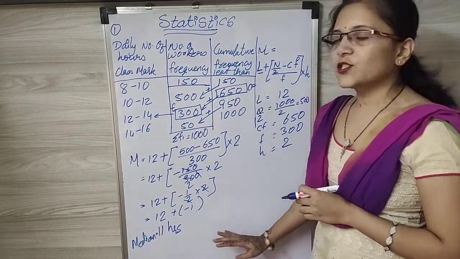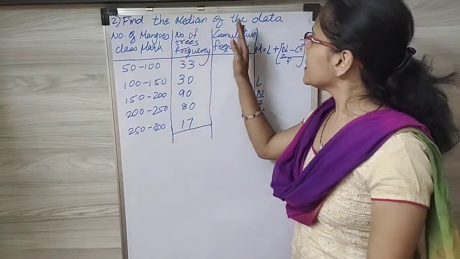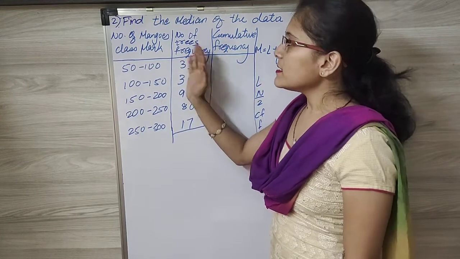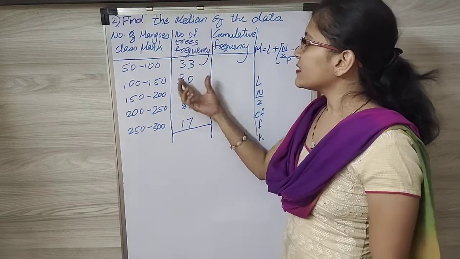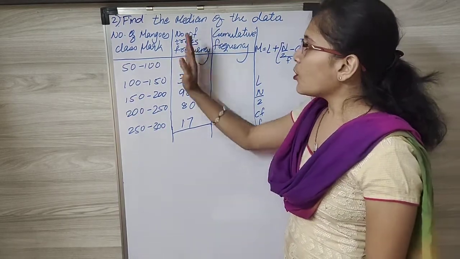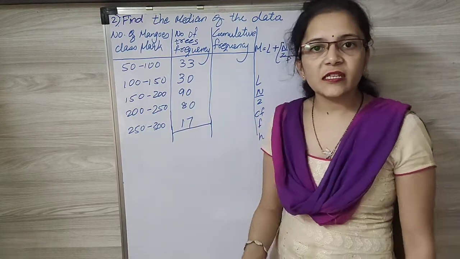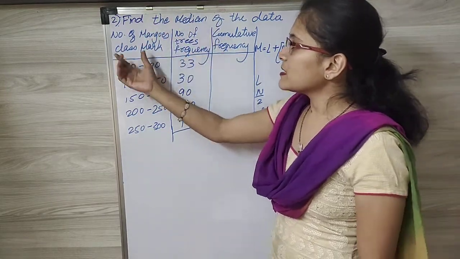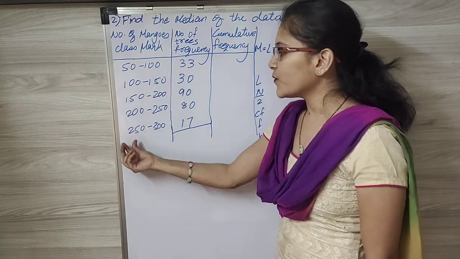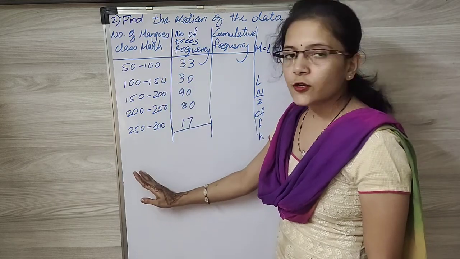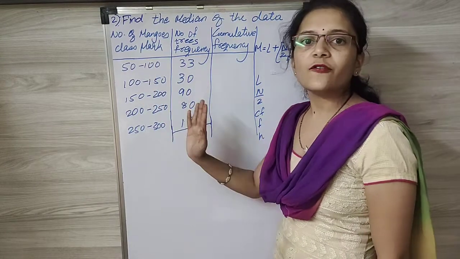I think you have understood this question. The second sum is to find the median of the data, right? Now the number of mangoes will be our class mark, and the number of trees will be our frequency. Now see here, the classes are 50 to 100, 100 to 150, 150 to 200, 200 to 250, 250 to 300. Is it in continuous form? Yes, so there is no need to rearrange it.